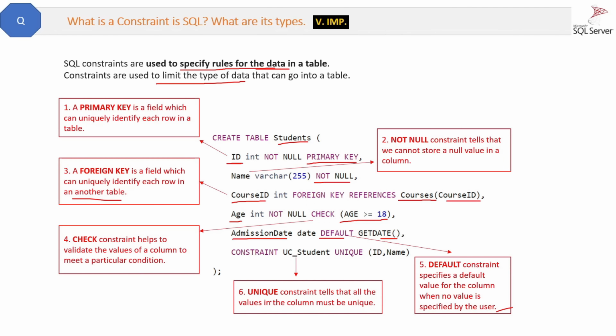Last constraint we have is the unique constraint, and as its name suggests, all the values of this unique constraint will be unique. There are some differences between unique and primary key which we will discuss in the upcoming question. So those are the types of constraints, which are the rules applied for the data in a table. All these constraints are basically handling the data in the table.